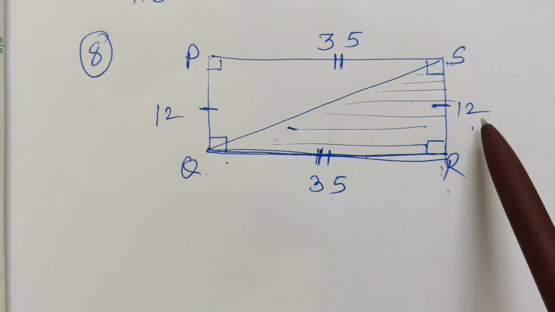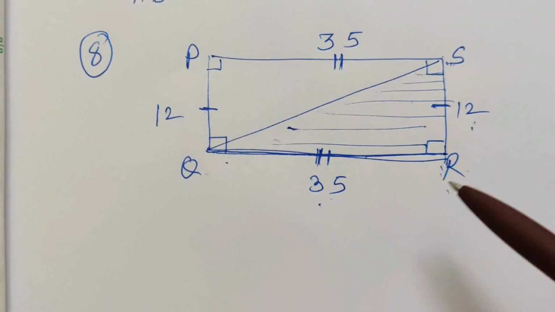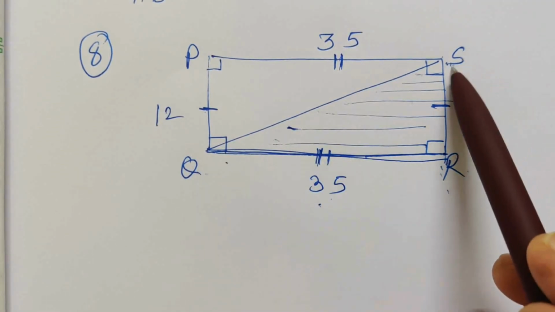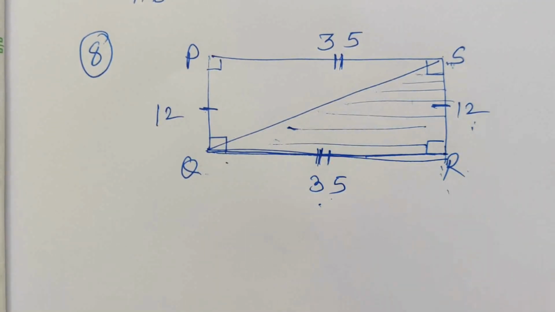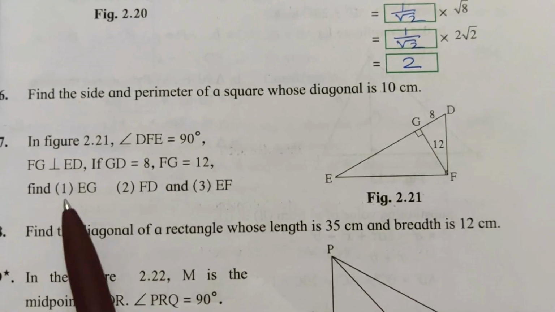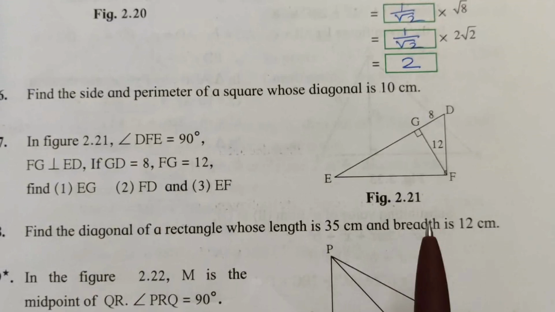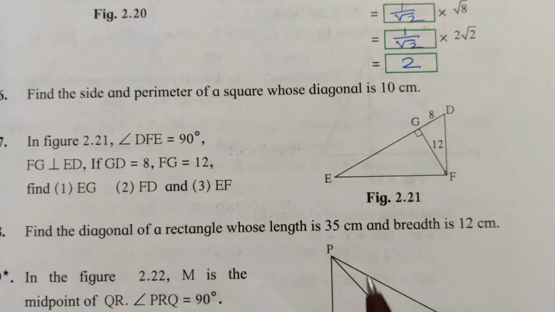Hypotenuse square is equal to one side square plus second side square. Calculate it, you will get the length of the diagonal. It is a very simple example. Try to solve it. Then you see example number 7. This also I will just explain how to do. Try to do it. If you cannot, I will solve it for you.